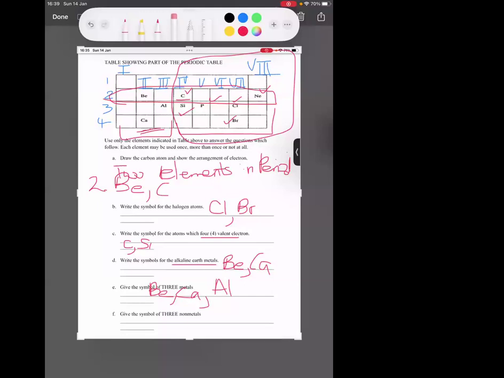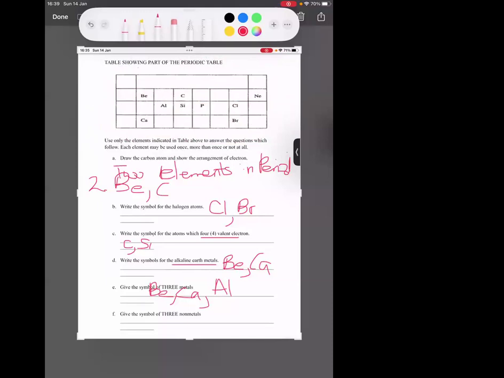All right, so give the symbol of a stable element. What's the symbol of an element that's stable? Ne. The only stable elements belong to this group of the periodic table. It is Ne. Are we clear? Yes, miss.